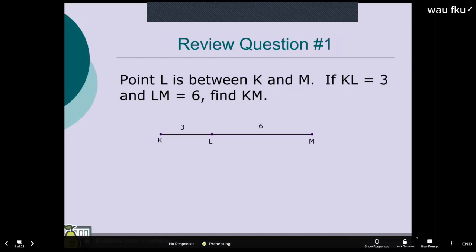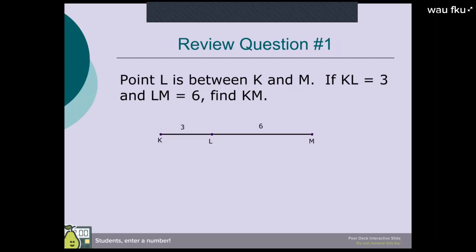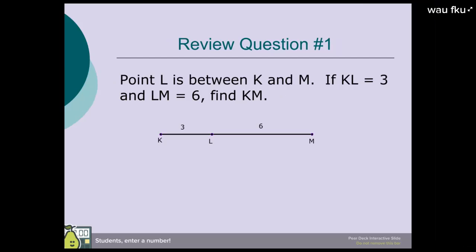All right, so review question number 1. And I even gave you the diagram on this one. Point L is between K and M. If KL equals 3 and LM equals 6, find KM.